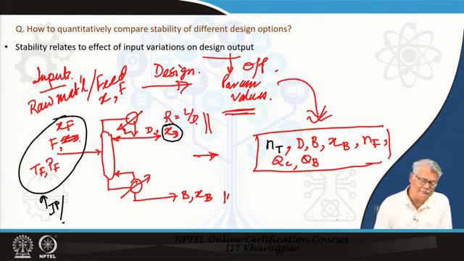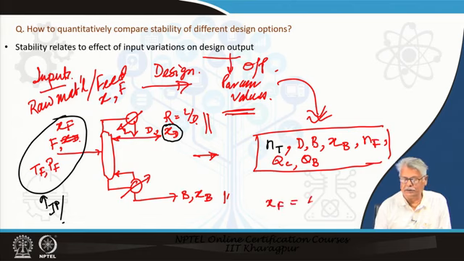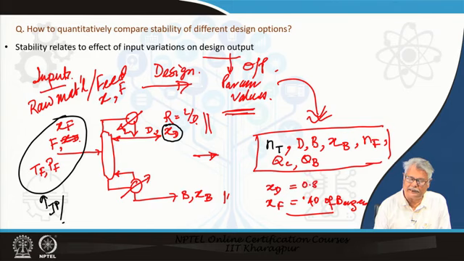Now, there is one thing. Suppose it is a simple case of benzene toluene, which we always use in the undergraduate class as an example. We normally say my feed composition is roughly 40% benzene. So, it is 0.4 mole fraction of benzene, and I want a distillate composition of 80% benzene, which is 0.8. Now, when I do a design problem, I have assumed a unique value of X F.